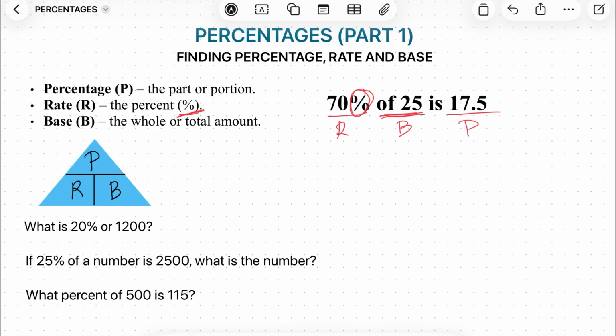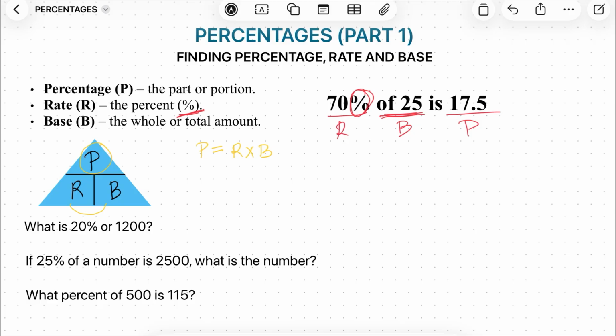Okay, so how do we find the percentage, rate, and base? Most people use this triangle formula to not forget the formulas for solving the percentage, the rate, and the base, and you may also use that. To solve for the percentage, you simply multiply the rate and the base. So percentage is equal to rate times base, or base times rate. It doesn't really matter.